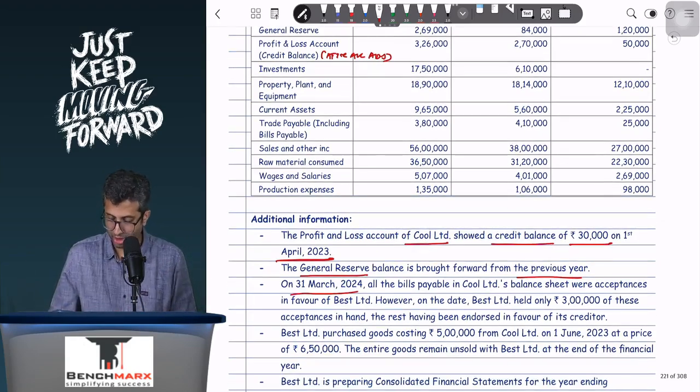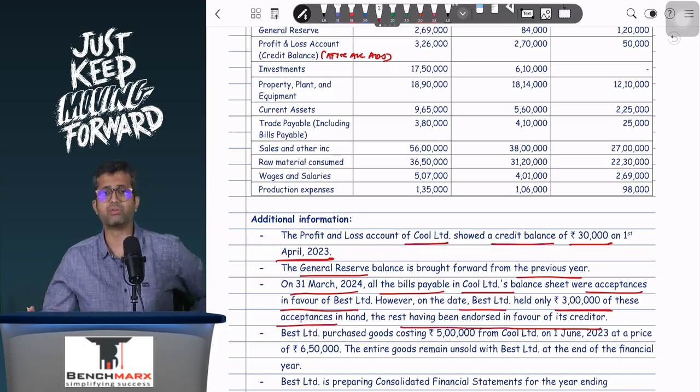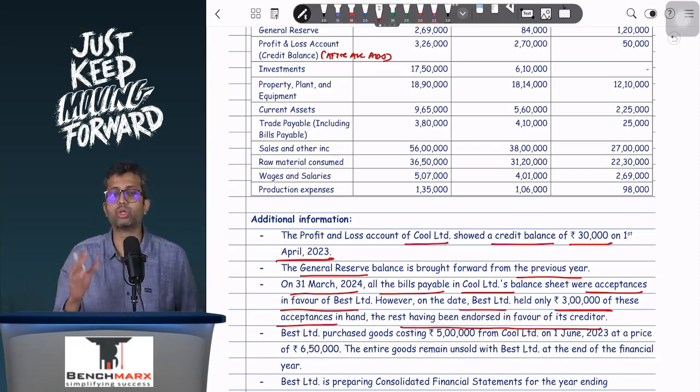On 31st March 2024, all the bills payable by Cool were acceptances in favor of Best. However, on the date, Best held only 3 lakhs of these acceptances, the rest having been endorsed in favor of its creditors. We have done this adjustment earlier, where you will do intercompany elimination only of the bills which have not been endorsed and are intercompany.